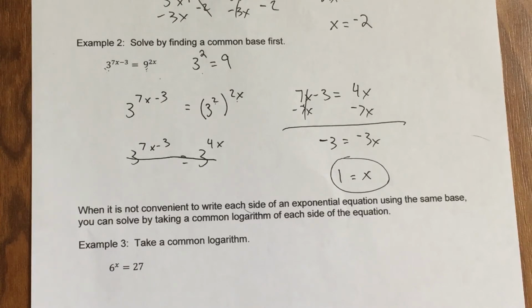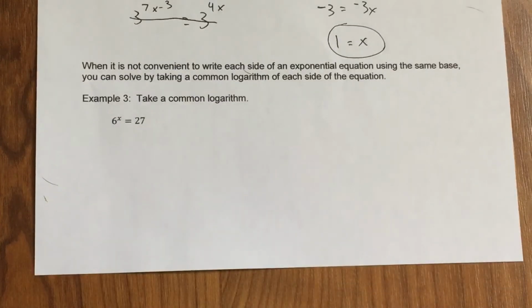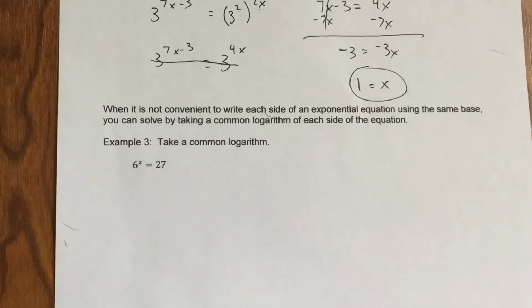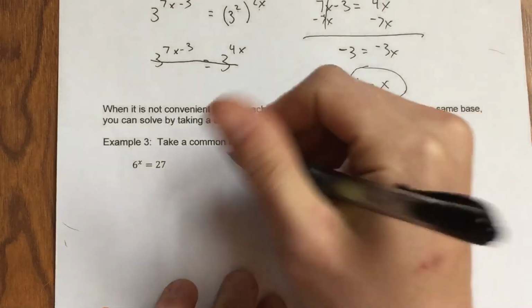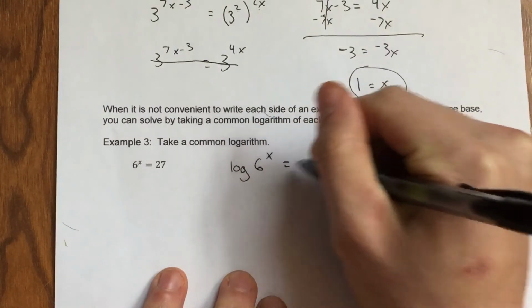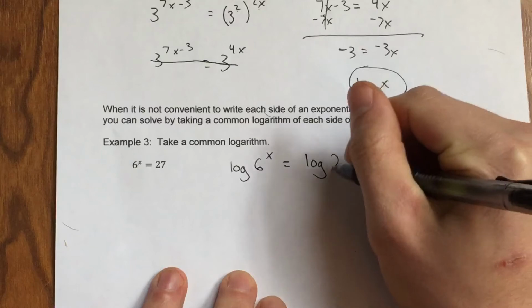All right, now, sometimes it's not going to be possible. Like this problem here, 6 to the x equals 27. I'm not going to be able to rewrite 6 or 27 to have the same base in order to do that equal powers property. So we're going to need another option. One of our other options is to take the common logarithm of each side. So to take the common logarithm of each side, this is what that means. It means I'm literally going to take the log of each side.